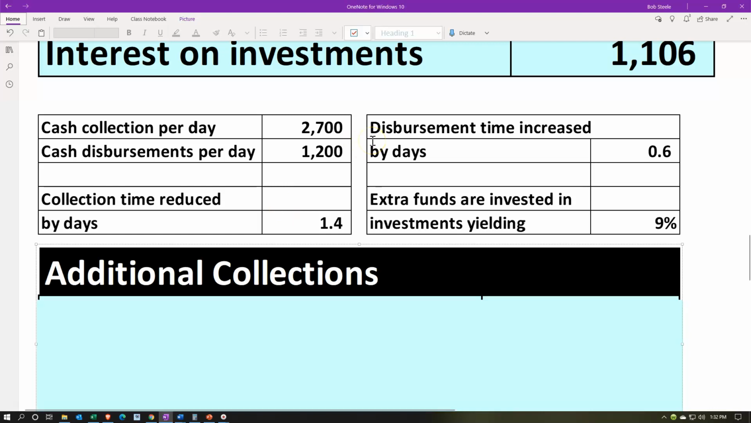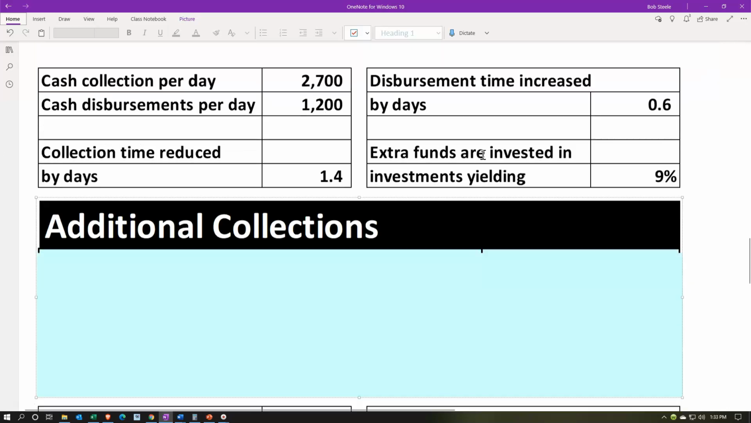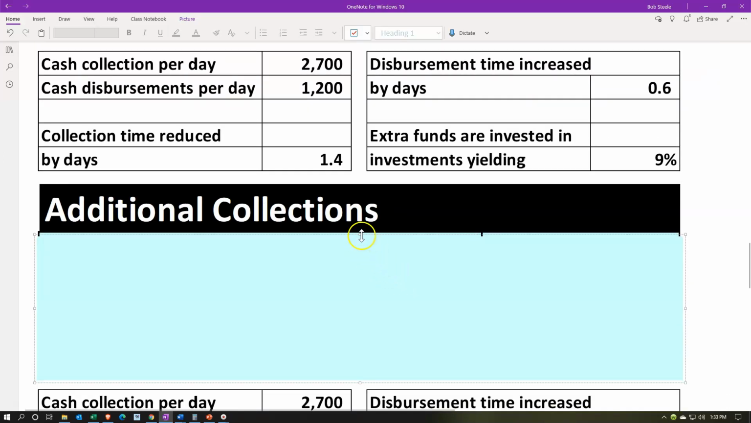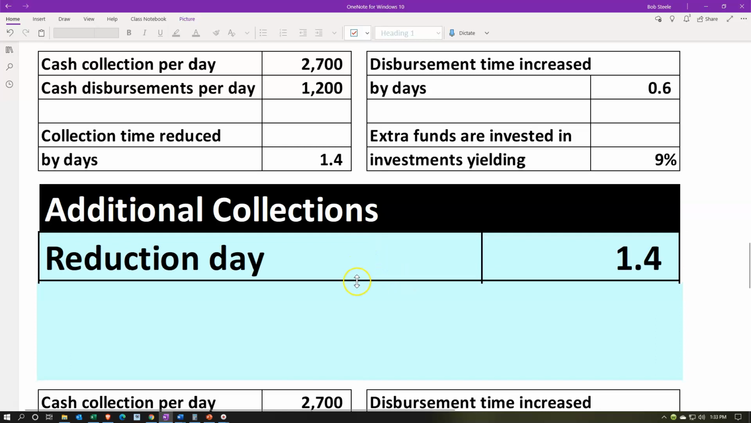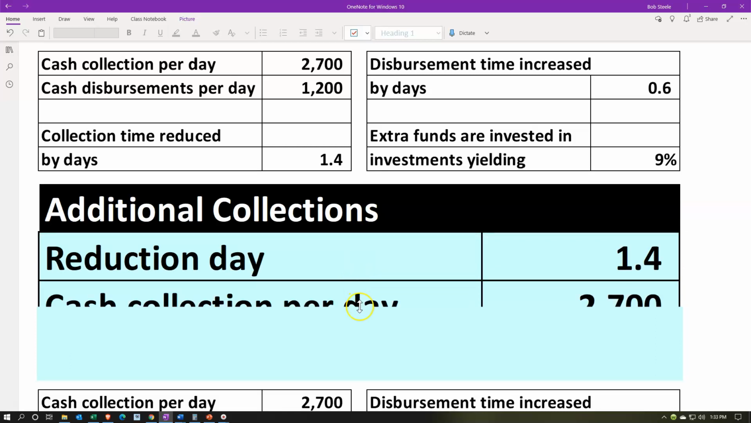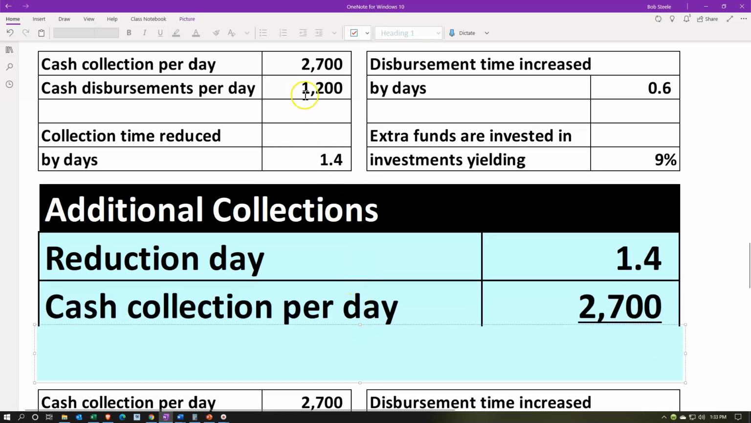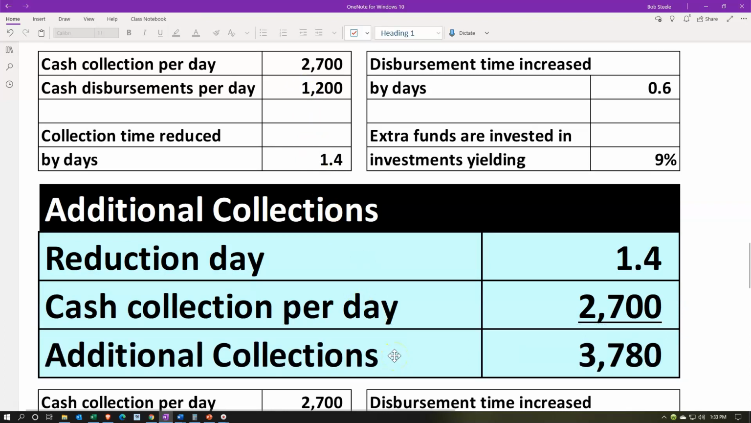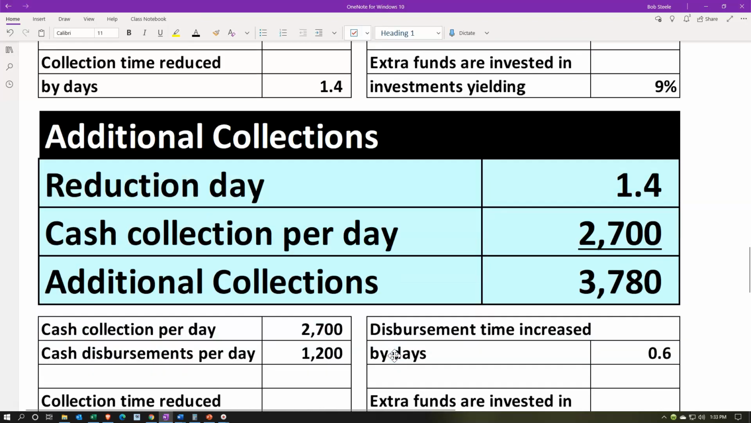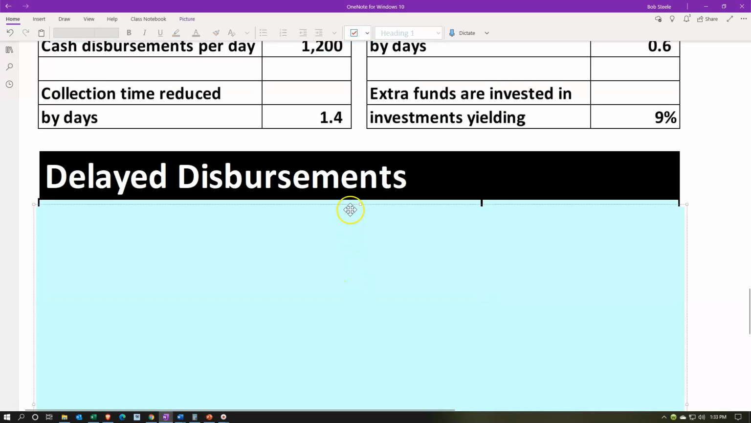And then on the disbursement time, we're going to increase the number of days that we're going to be holding on to the disbursement by 0.6 days. So once again, we'll have the extra funds, the freed up cash that will result from this, and we're going to have a 9% return on that. So we have the additional collections then. We have the reduction in days, 1.4, times the collections per day, 2,700. Multiplying that out, that gives us 3,780 that we could free up in terms of cash flow.